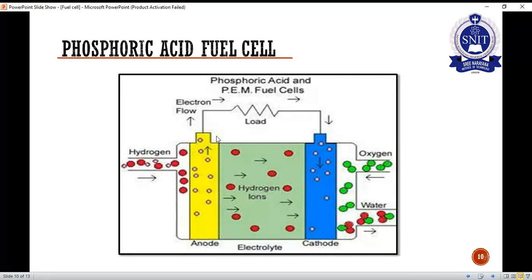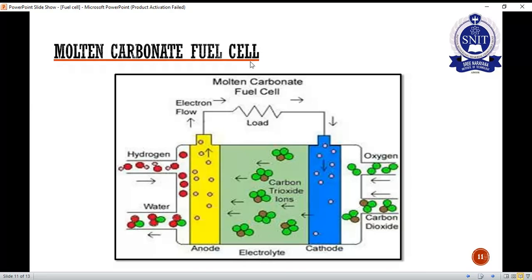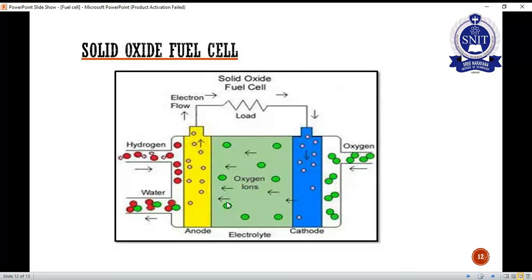Next is the phosphoric acid fuel cell. In the phosphoric acid fuel cell, we are using hydrogen ions as the electrolyte. Then the molten carbonate fuel cell, in which we are using carbonate ions as the electrolyte. And the last one is the solid oxide fuel cell, in which oxygen ions are used.